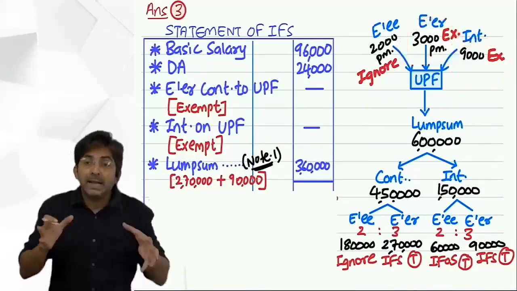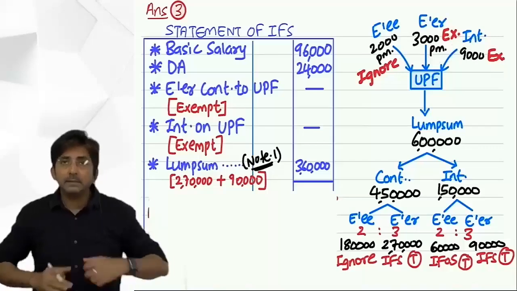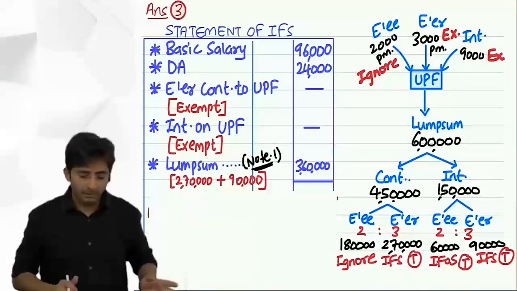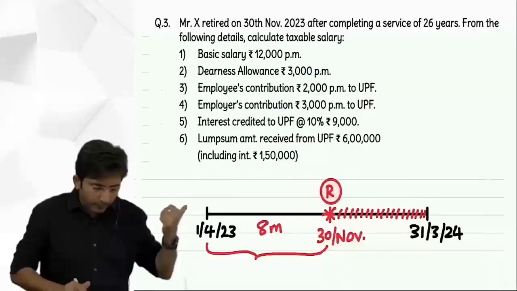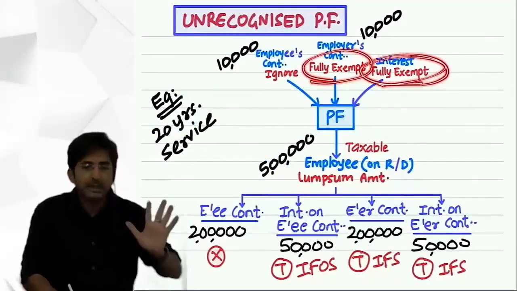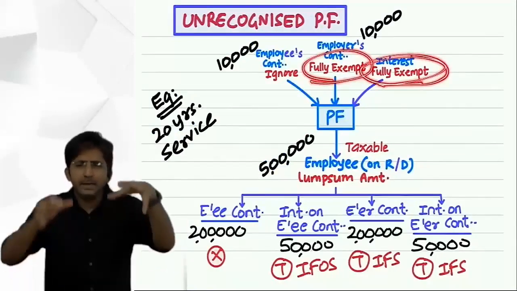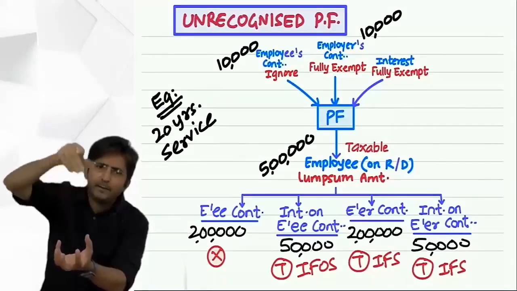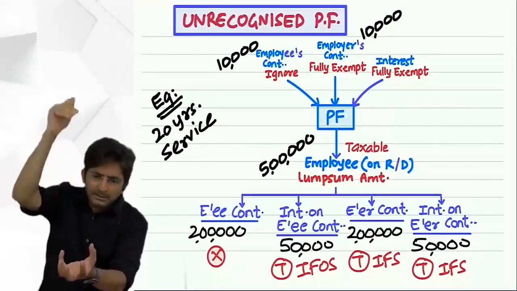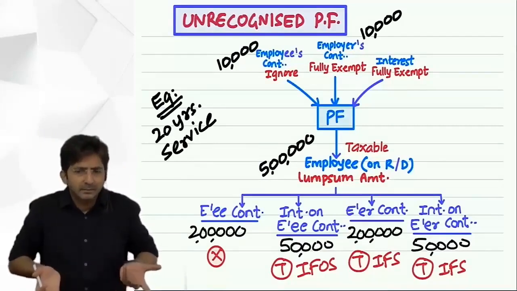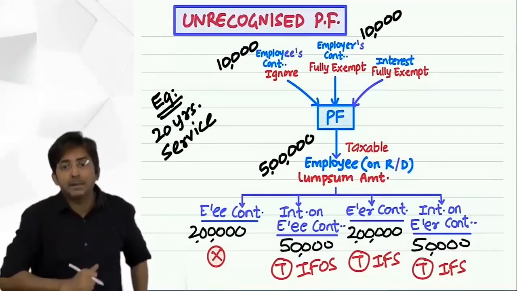See, section 10 comes when something is exempt completely, no tax at all. But in my UPF drawing, look here, this exempt means it is not permanently exempt. For the time being, temporarily exempt. When the money goes into the provident fund, that time no tax. But the same money when you get as lump sum, it is taxed. So technically it is not an exempt income.